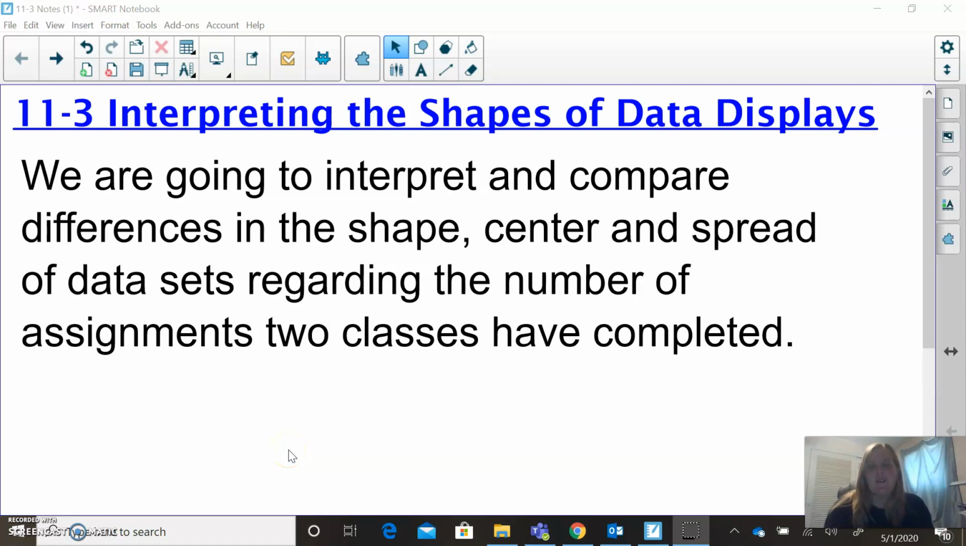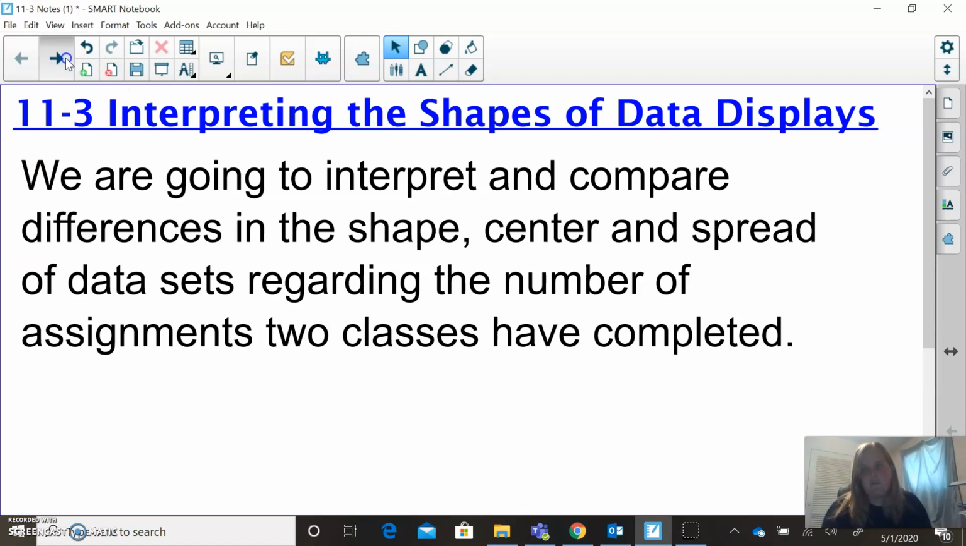Hey guys, so in this lesson we're going to start 11.3 and we're going to interpret the shapes of data displays. So we're going to interpret and compare differences in shape, center, and spread of data sets regarding the number of assignments two classes have completed. We're going to look at data from two classes that I've collected that shows exactly how many assignments you guys have completed. And we're going to look at mostly histograms, okay?